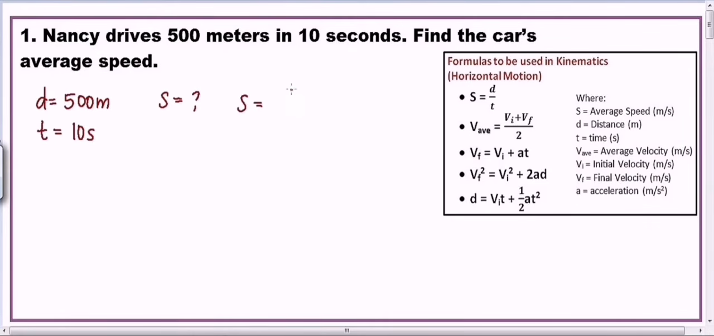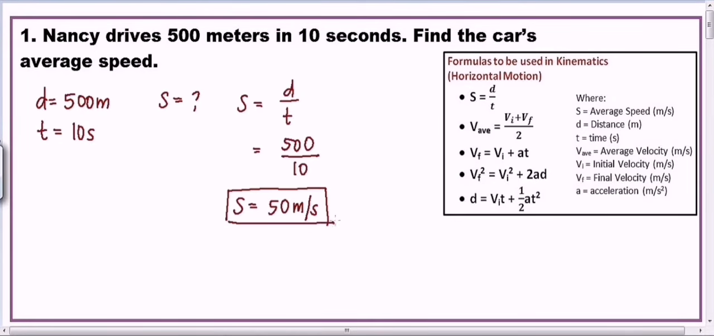So, ang formula ng S is D over T. Okay, so distance is 500, yung given, and then time is 10 seconds. So, ang speed natin or average speed is 500 divided by 10, which is 50. So, the final answer, dapat merong unit. So, ang unit ng speed, in this case, ang unit na binigay for length is meter, and then sa time is second. So, we will have meter per second. So, 50 meter per second. So, that is the average speed of Nancy's car.